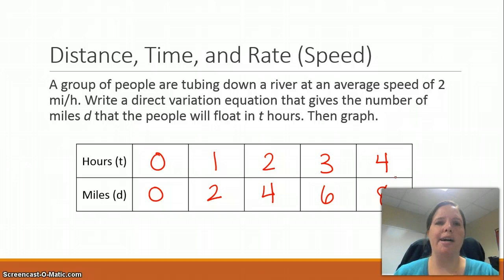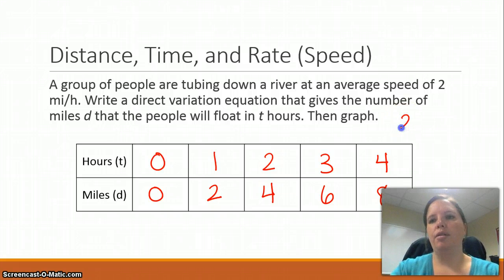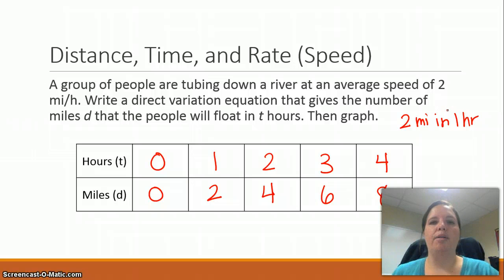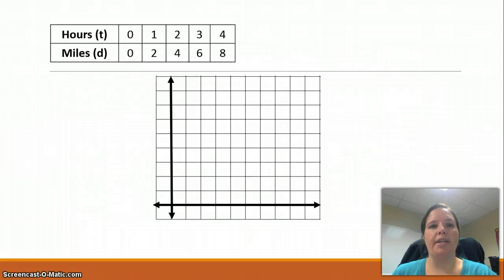So remember, miles per hour, you're thinking how many miles can they go in 1 hour? 2 miles in 1 hour is what that miles per hour actually means. So if we want to take this situation and write an equation and graph it, what we'll notice is it relates to a direct variation.